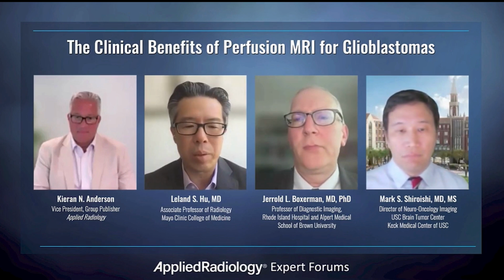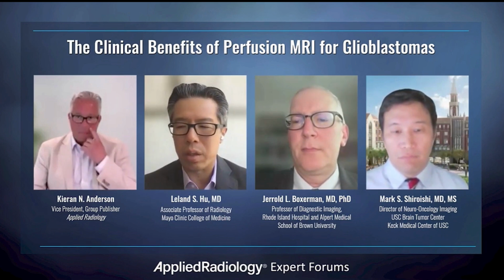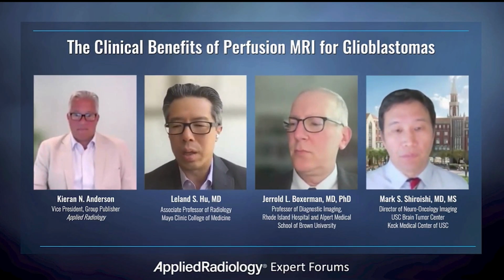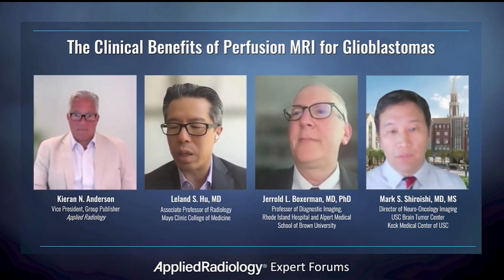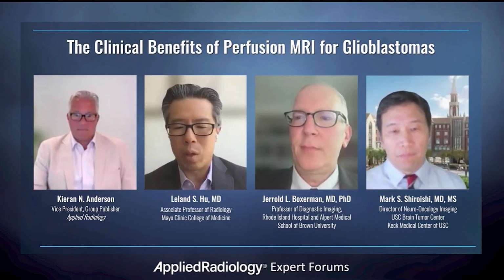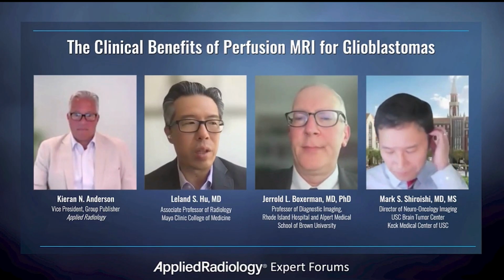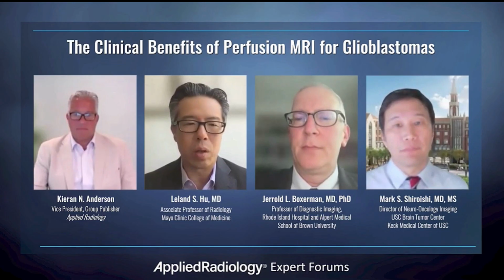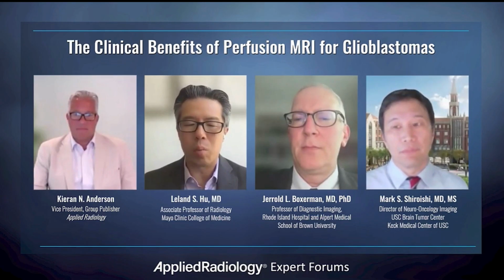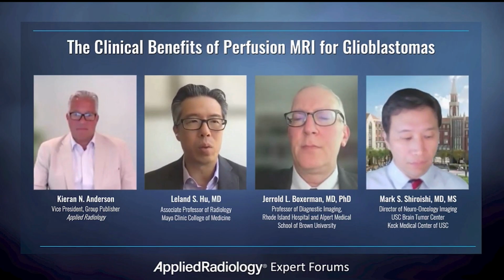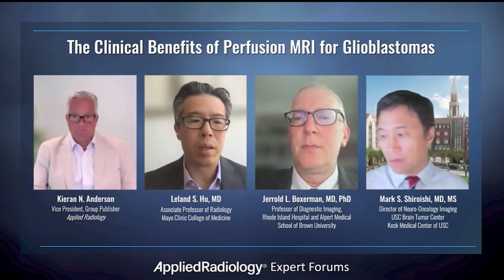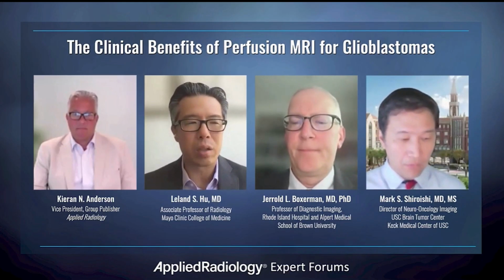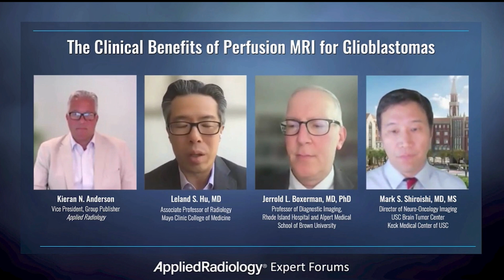In addition to rCBV, I think there are a number of other metrics that we didn't get into here, but PSR, K2, and leakage transfer constants are potentially useful in giving good biological information. With the consensus protocol, I think hopefully we'll start to see more adoption. We'll be able to have the broader community provide input and data backing the science on its clinical utility. And I think the future is bright.